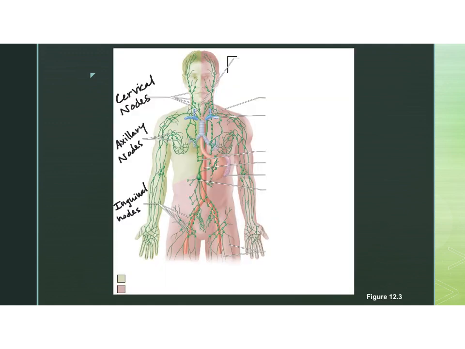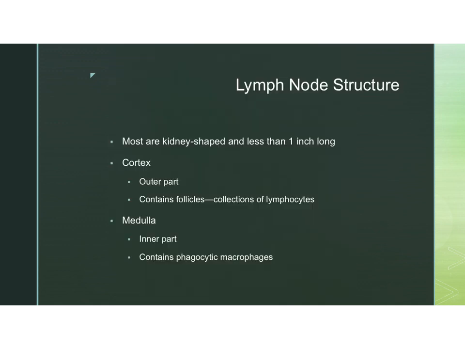So we'll look at this diagram with new labels. Here you can see where some of your lymph nodes are located. So you have cervical lymph nodes in the neck region, axillary lymph nodes, those are in the armpit region, and then inguinal lymph nodes, which are in the groin area. Most lymph nodes are kind of kidney shaped, and they're about an inch long.